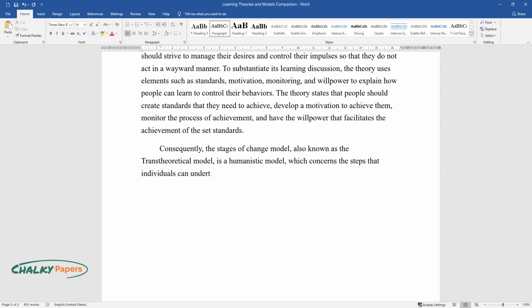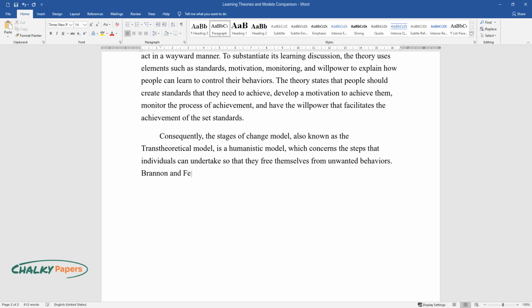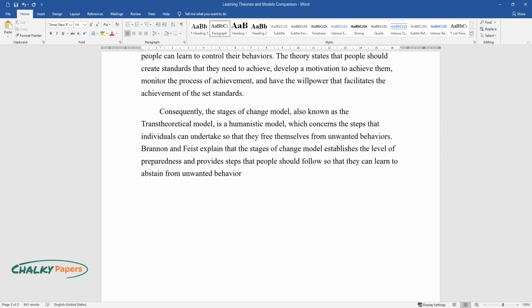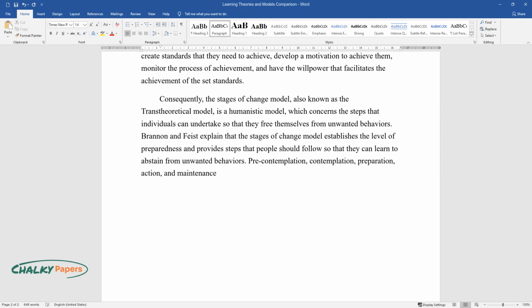that individuals can undertake so that they free themselves from unwanted behaviors. Brannon and Feist explain that the stages of change model establishes the level of preparedness and provides steps that people should follow so that they can learn to abstain from unwanted behaviors. Pre-contemplation, contemplation, preparation, action, and maintenance are the learning stages that the model provides.